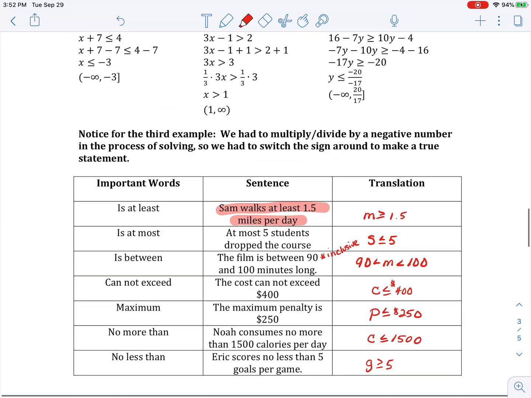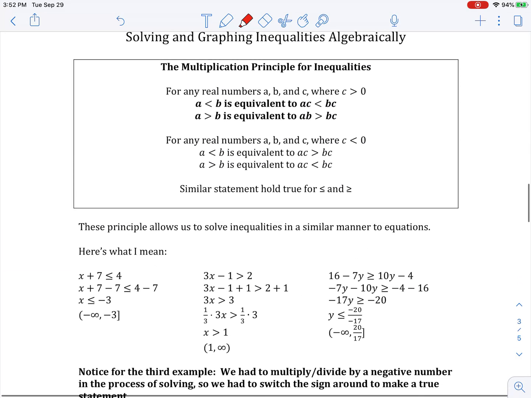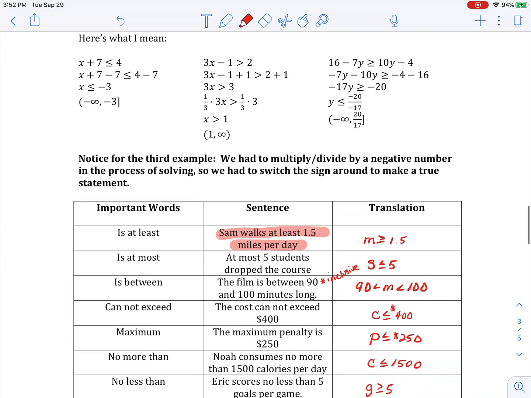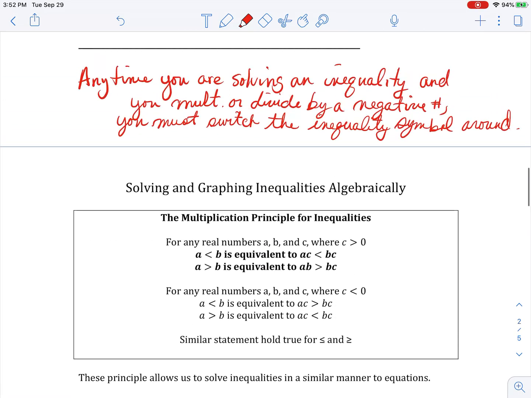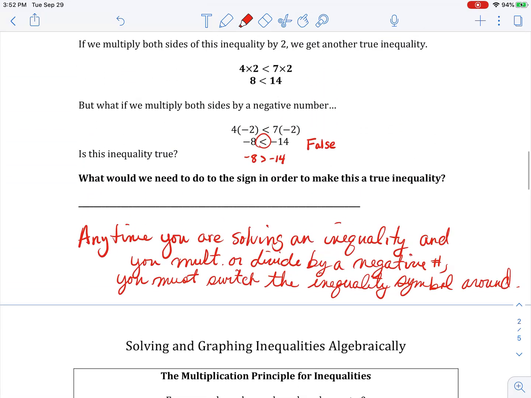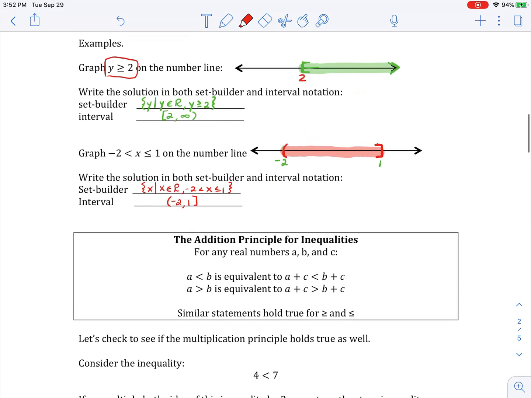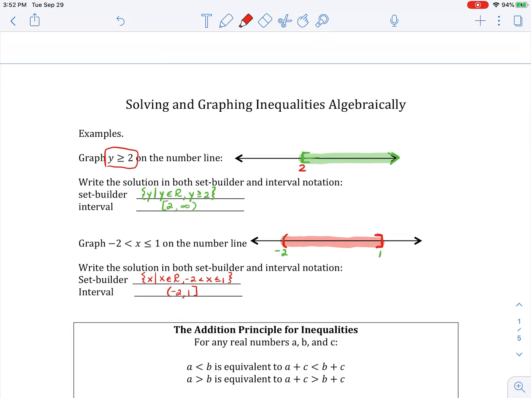So solving inequalities is just like solving equations, all right? Except for remembering that one little thing about the multiplication property. Anytime you're solving an inequality and you must divide or multiply it by a negative number, you must switch the inequality symbol around. We also learned how to write solution sets in interval notation using a soft bracket and hard bracket system.